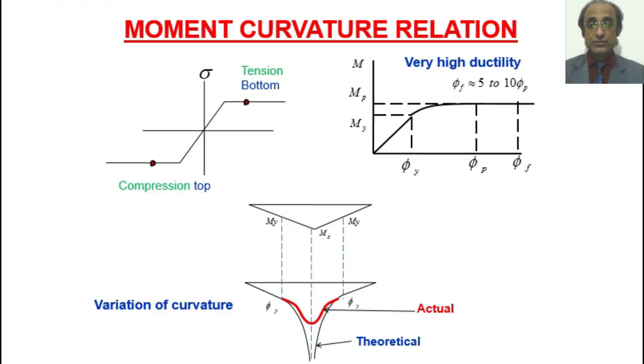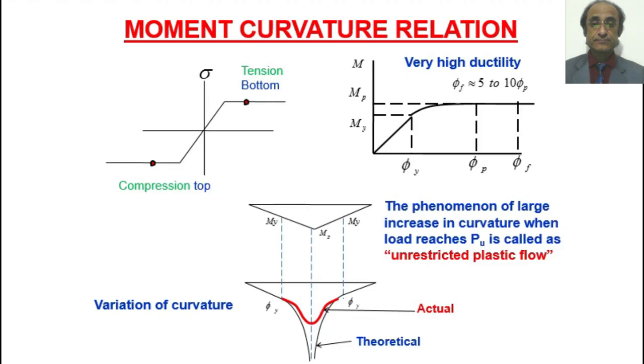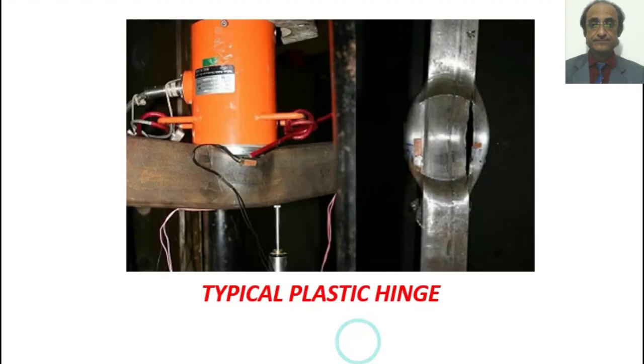So the actual curvature distribution along the length of the beam is something like this, and it's different from the theoretical one. Theoretically, curvature is infinity at this particular point, the midpoint, but this does not happen because of the resistance from the adjoining portions. This phenomenon is called unrestricted plastic flow. Basically it culminates in the formation of the plastic hinge and our total mechanism.